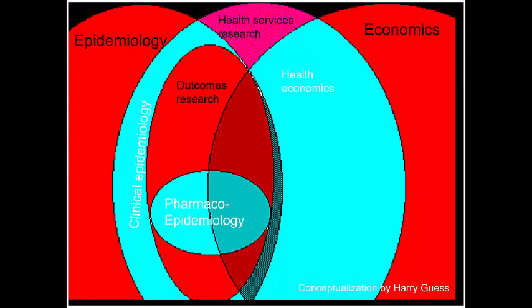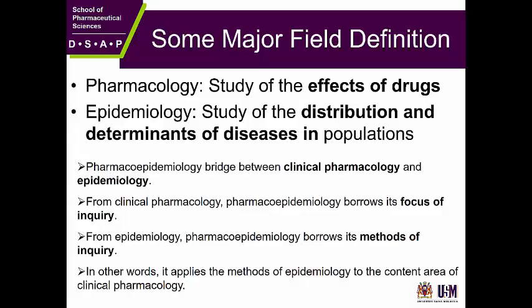So as you can see, pharmacoepidemiology is a merging of various other disciplines in the body of knowledge. So you have economics, health service research, outcome research, clinical epidemiology, which overlap, and all the tools from those disciplines are used in order for us to form the discipline of pharmacoepidemiology.